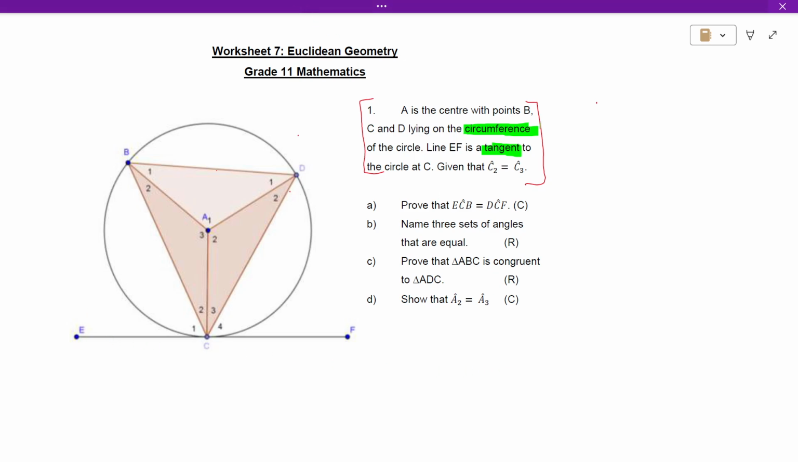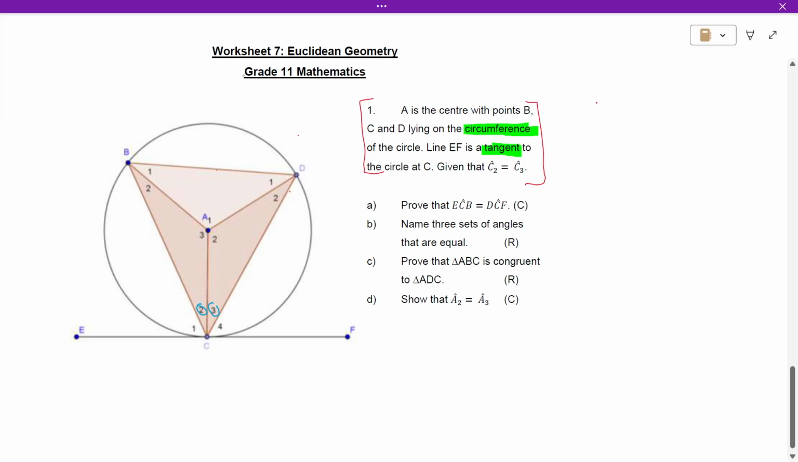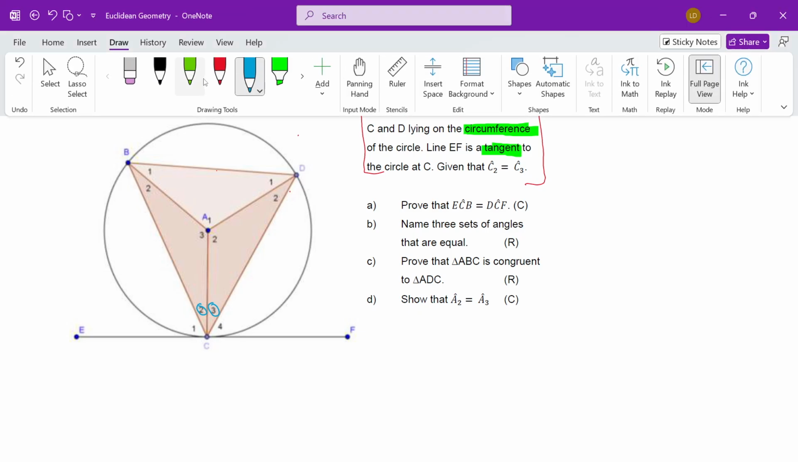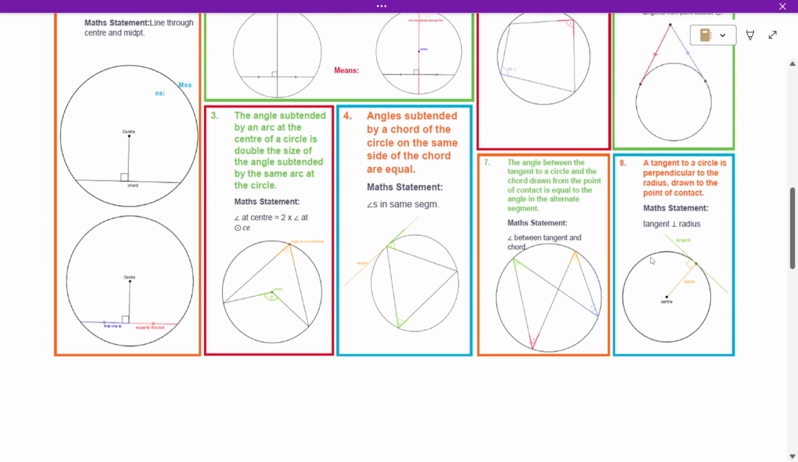Cool, let's carry on. Now they say it's given that C2 is equal to C3. Okay, great. Let's just give them colors so we can see they're the same. And then that's a tangent. Okay, cool. We know that. And then we also know that a line that goes from the center of the circle to a tangent is at 90 degrees. That is a rule given to us over here. See, radius tangent 90 degrees.